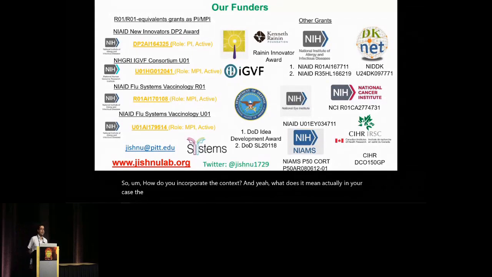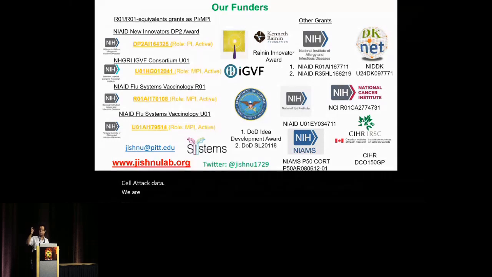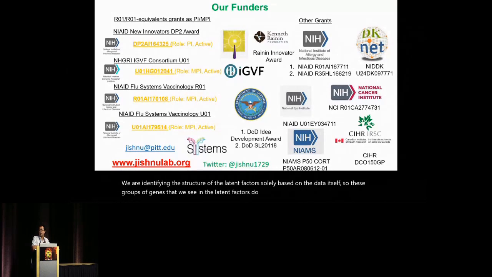Yeah, so that's a great question. When I say context-specific latent factors, what I mean is we identify the Z matrix without any biological prior. So let's say you have single-cell RNA-seq data, spatial transcriptomic data, whatever, single-cell ATAC data, we are identifying the structure of the latent factors solely based on the data itself. So these groups of genes that we see in the latent factors do not rely on any prior gene set or pathway definition. It's inferred from the covariance structure of the specific context of interest.